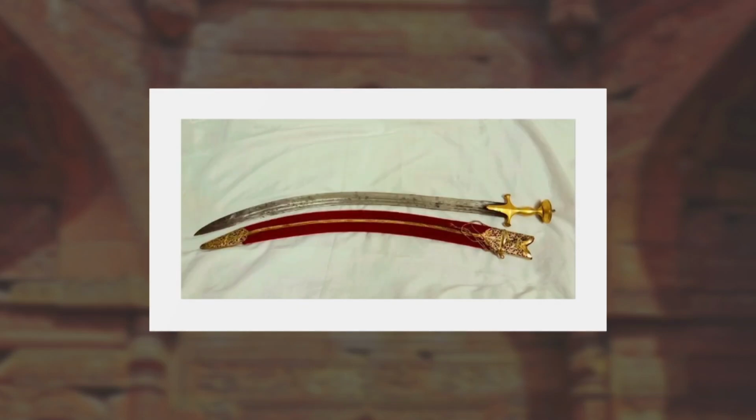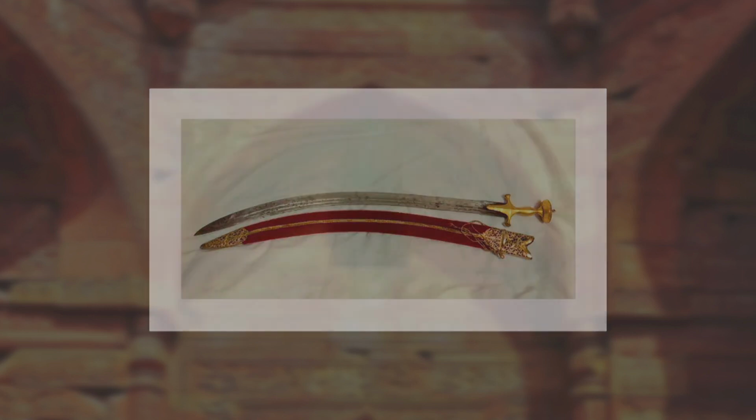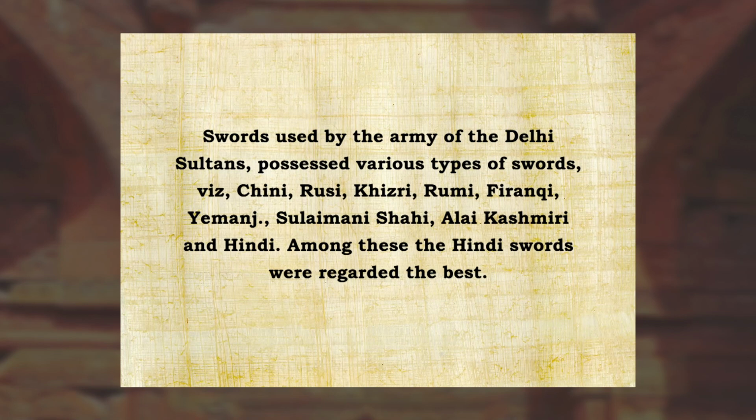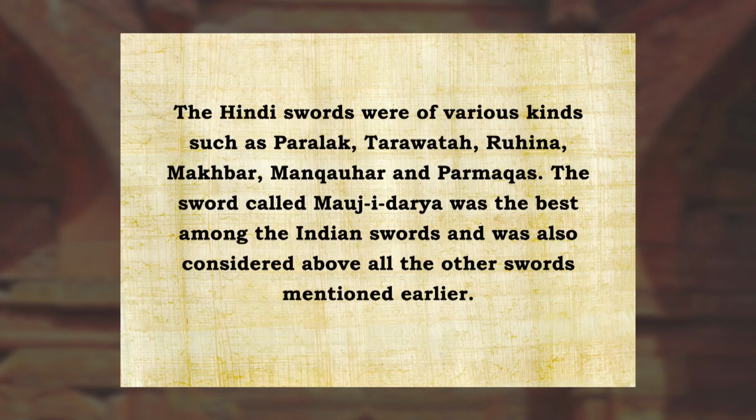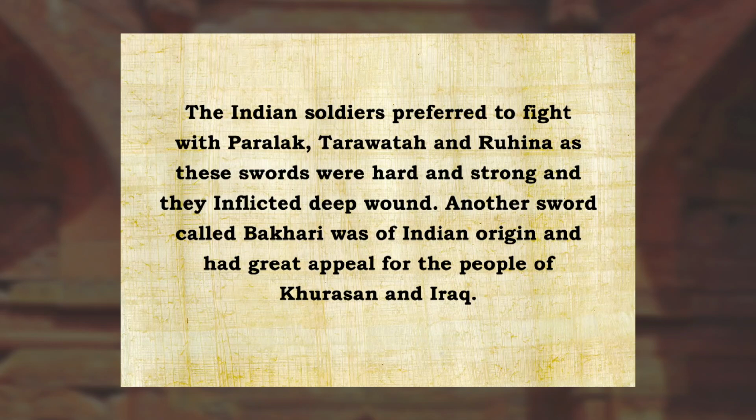The swords used by the army of the Delhi Sultans possessed various types such as the Chini, Rusi, Khizri, Rumi, Firanki, Yamanj, Sulaimani Shahi, Alai Kashmiri, and Hindi. Among these, the Hindi swords were regarded as the best. These again were of various kinds, like the Padalak, the Tarawata, the Ruhina, the Makbar, the Mankauhar, and the Parmakas.